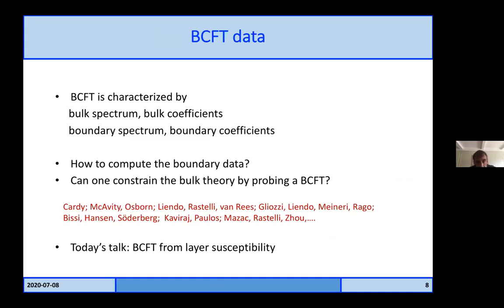I think strictly speaking, you need the bulk-boundary two-point functions, not just the bulk. Maybe that's what you mean by the bulk coefficient, not just the one-point function. You just also need the boundary two-point function. Yes, that's what I meant. Yeah.